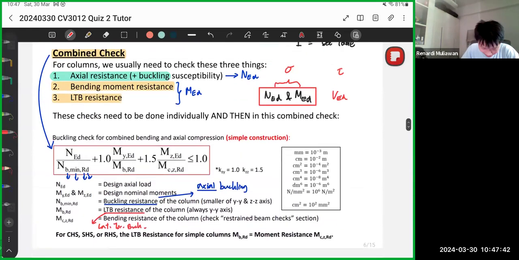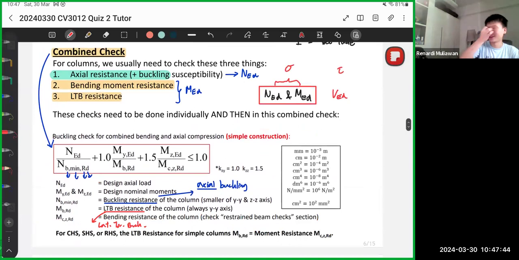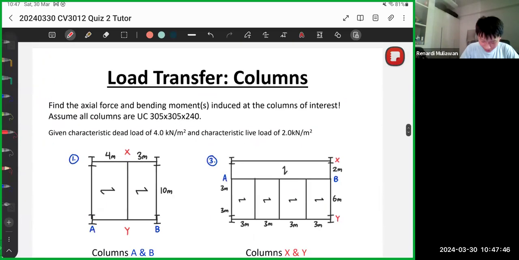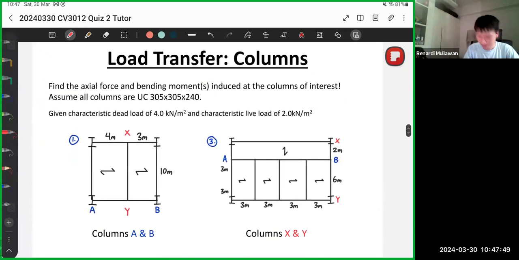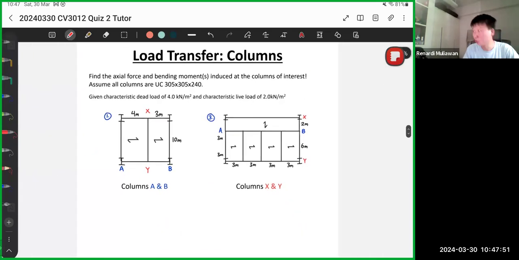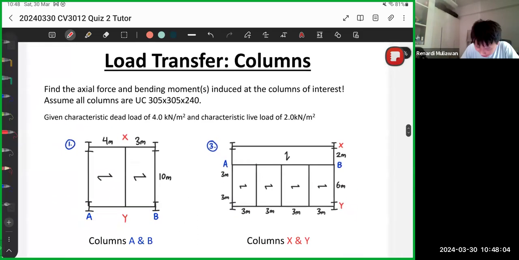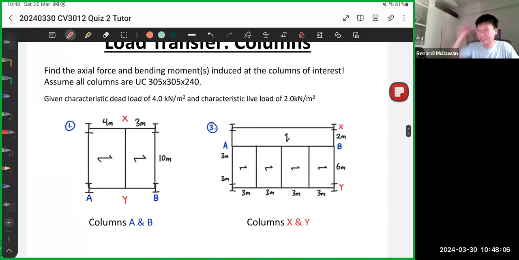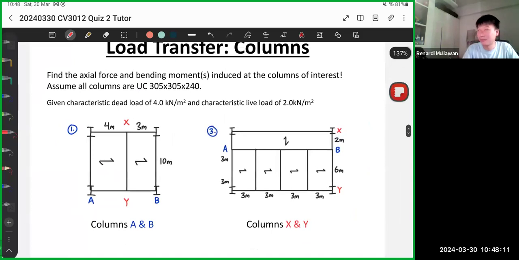So that's all for theory. I think I covered a lot already. So now let's go to the practice questions. As usual, I won't go to the design yet. I will go to the loading first, because you must get the correct loading to do the correct design. So the principle is still the same. It's actually the same question as the first session, but now instead of the beam, we are interested in the column.